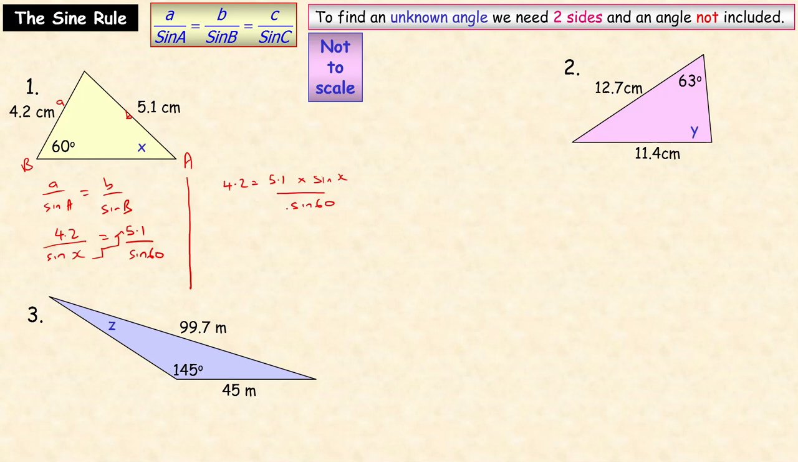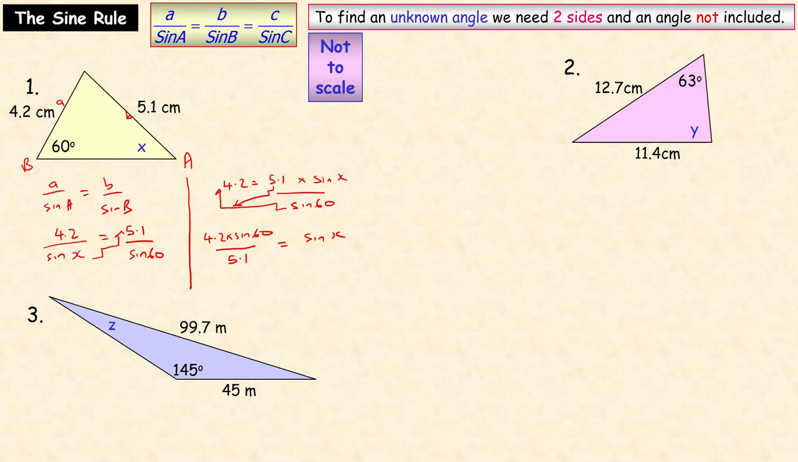But I want to get that sine x on its own. So I can take the sine of 60 up on the other side and then bring the 5.1 down on the other side underneath. So you end up with 4.2 times sine of 60 divided by 5.1. Now that gives us sine x.